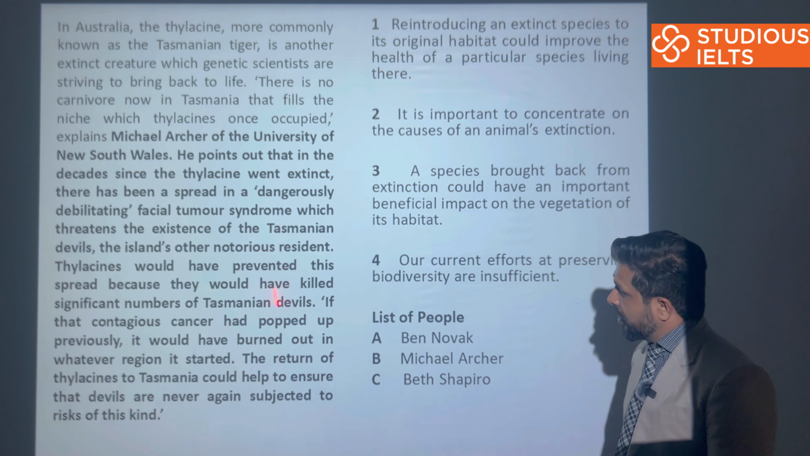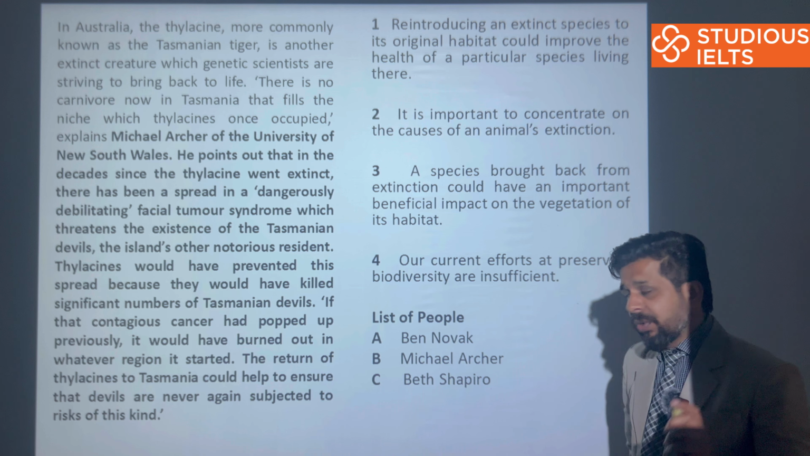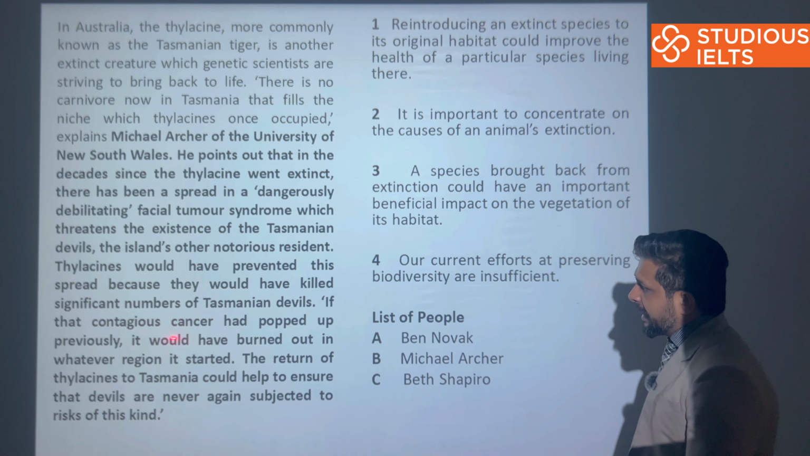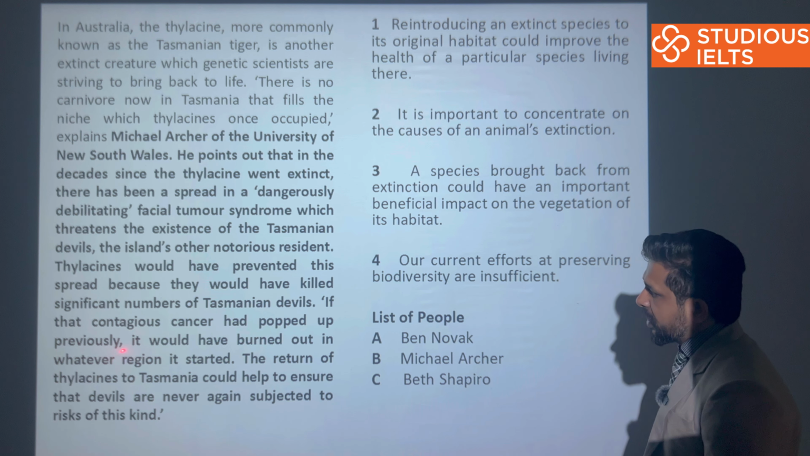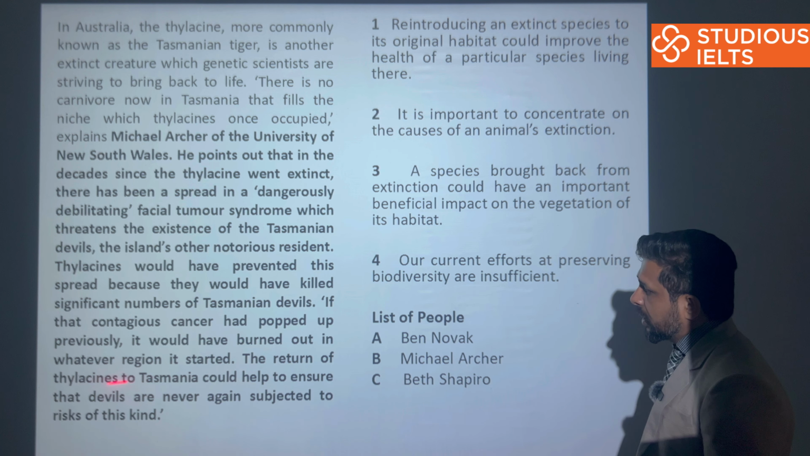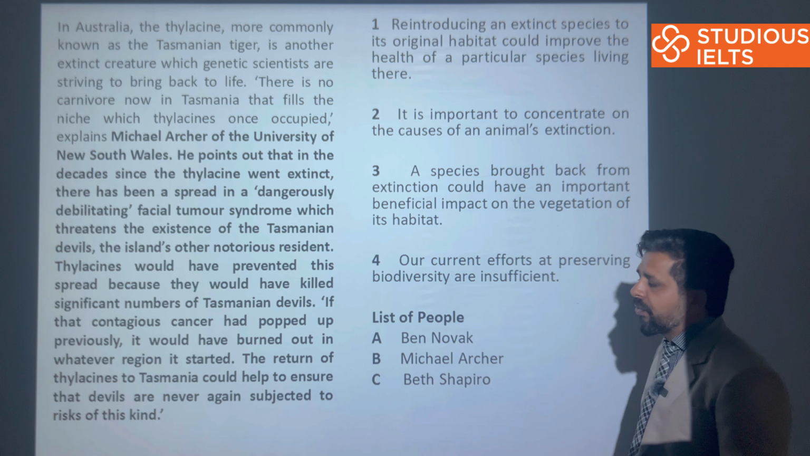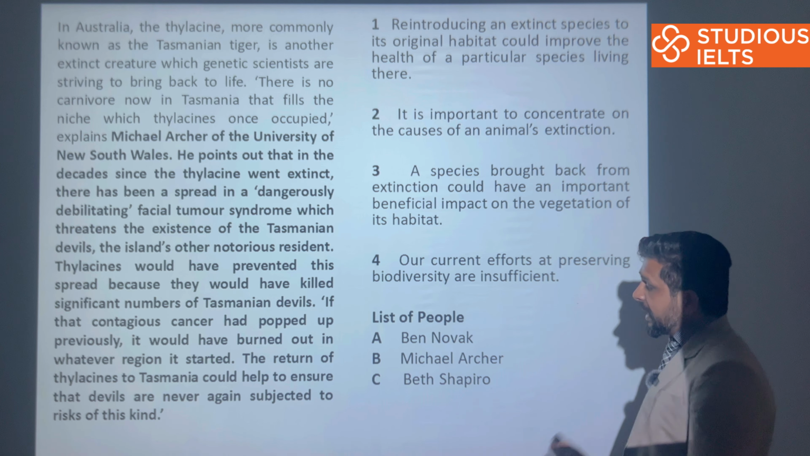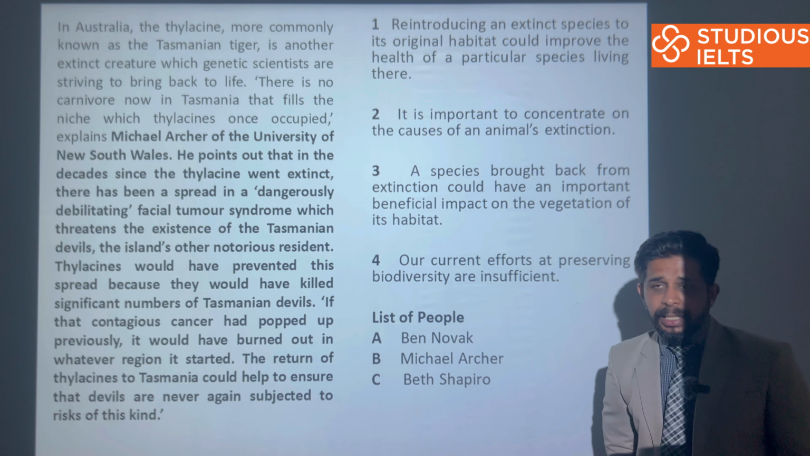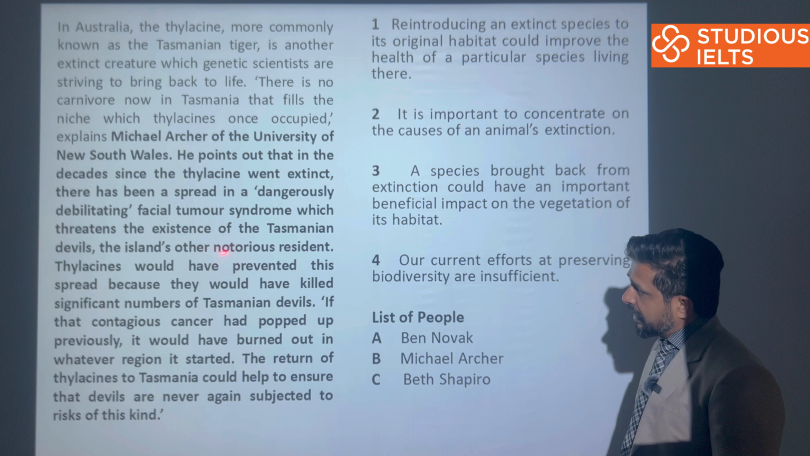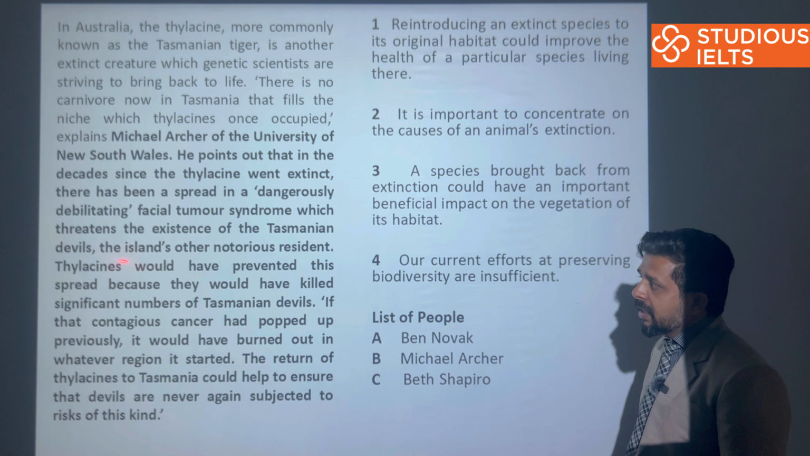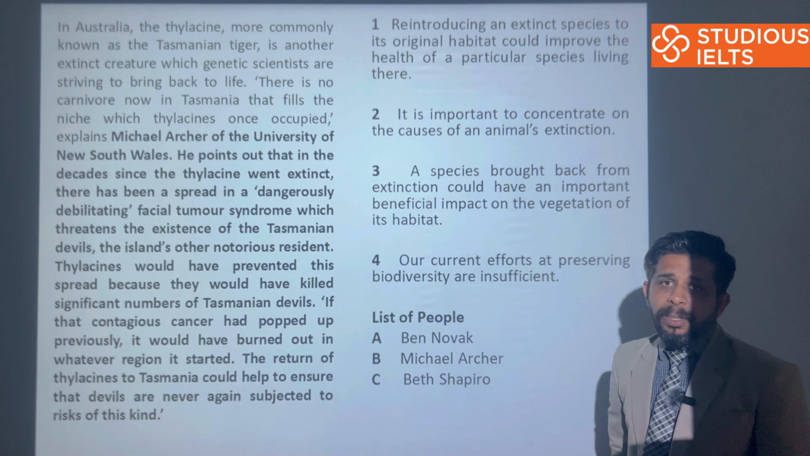The thylacine could have improved that problem in a certain way. If that contagious cancer had popped up previously, it would have burned out in whatever region it started. The return of thylacines to Tasmania could help to ensure that devils are never again subjected to risks of this kind. So if we reintroduce thylacines, another resident of Tasmania can be saved from this problem.